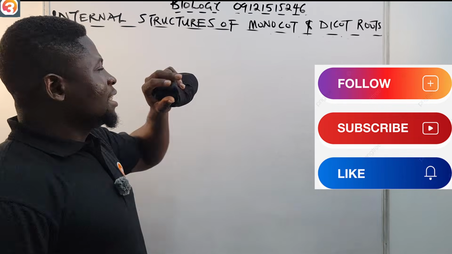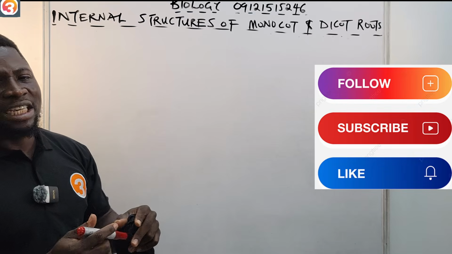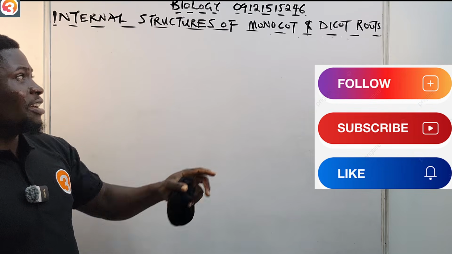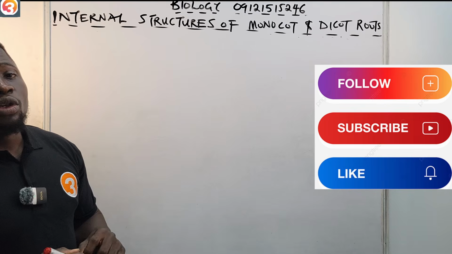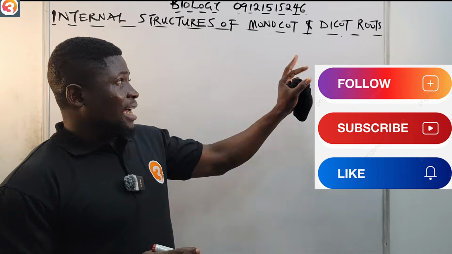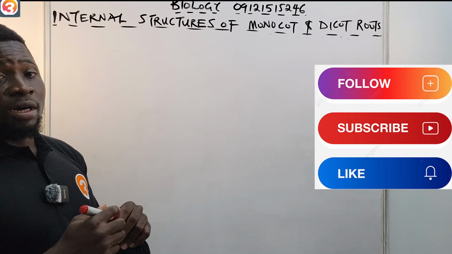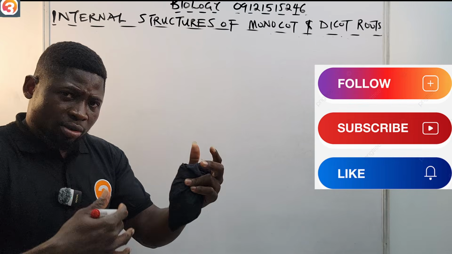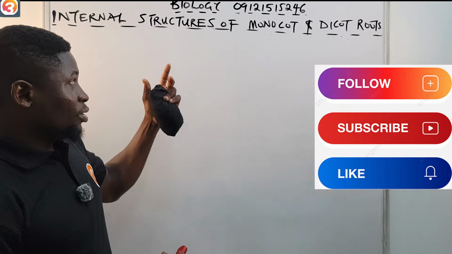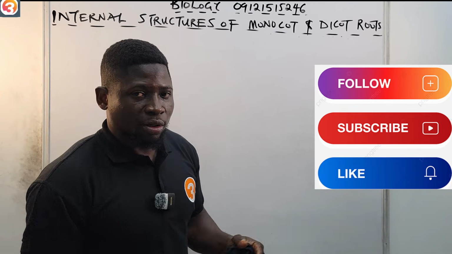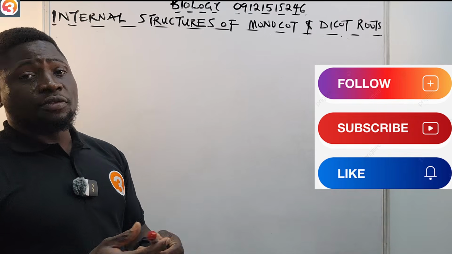So now, the internal structure, like I said, can be gotten from the transverse section of a monocot or dicot root. Quickly, we want to take a look at the dicot root first. We'll look at the internal structures of a dicot root, then look at that of a monocot root. So how does a dicot root look?